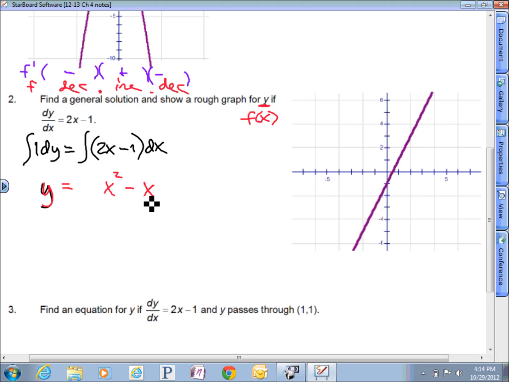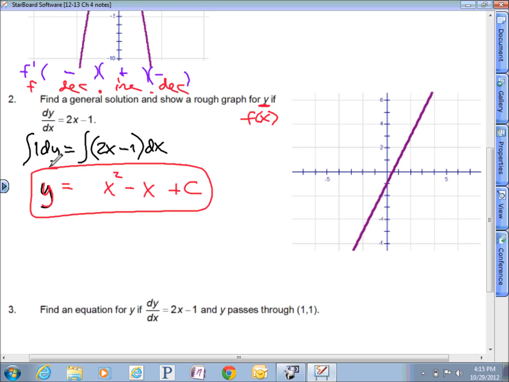Well, that would be a minus x. And don't forget your c. Well, if that's the case, what does this red equation look like? So here's my antiderivative. I found this is my function that I would have taken the derivative of in order to get that dy/dx equals 2x minus 1.